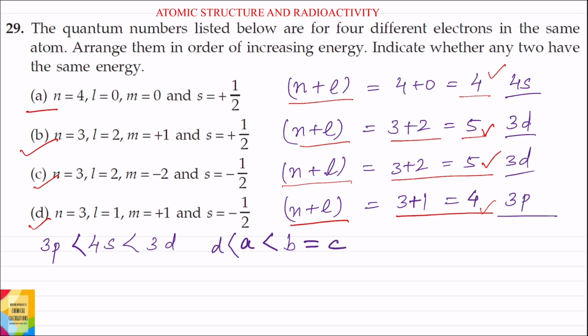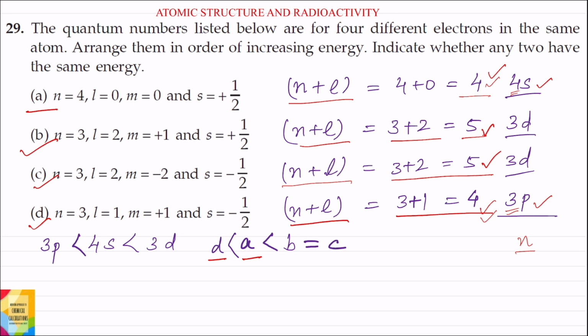तो अब कैसे पता करेंगे कि which one has low energy? If the value of n plus l is same, then we will compare the values of n. The one with lesser value of n has lesser energy. So in case of A and D, D has smaller value of n in comparison to A. Therefore, D has lesser energy than A.